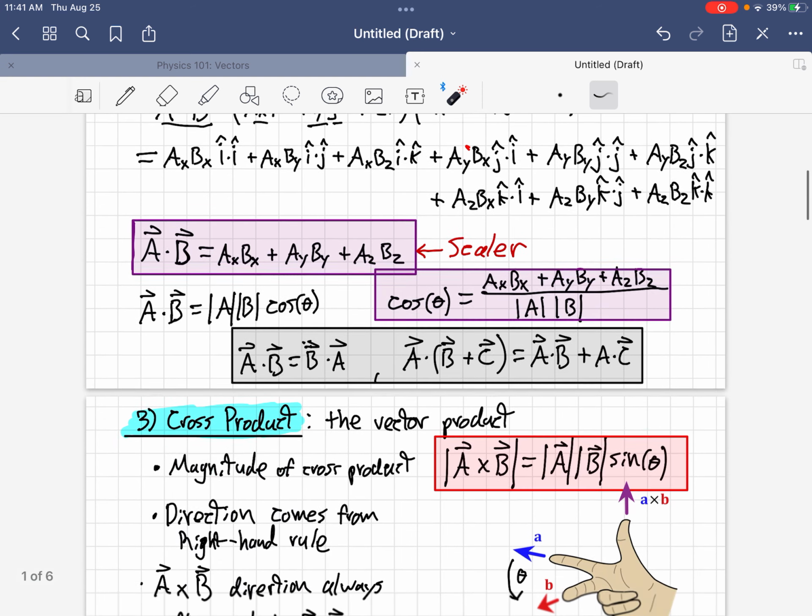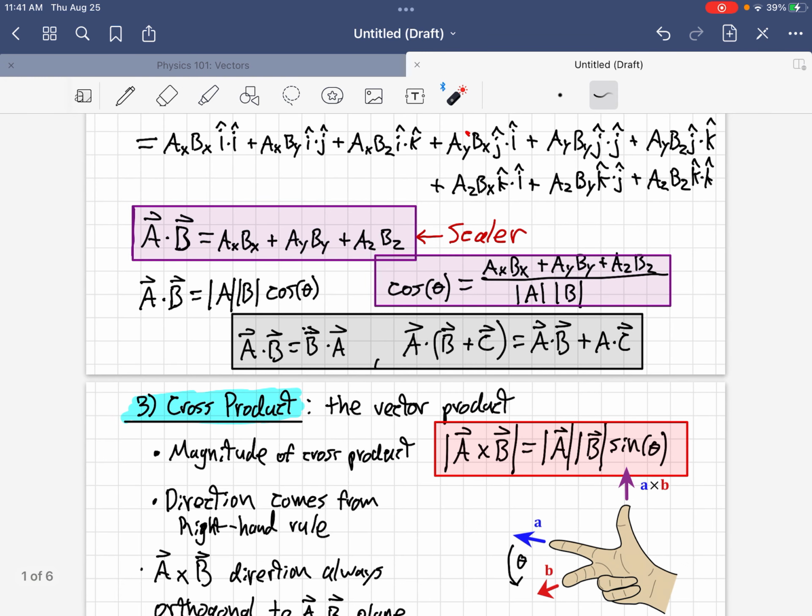All right, so quick thing to note about dot products. A couple of rules apply. A dot B is equal to B dot A, so you can reverse the order and it stays equivalent. And it distributes. If you do the dot product of A dot B plus C, this distributes through, and that's equal to A dot B plus A dot C.